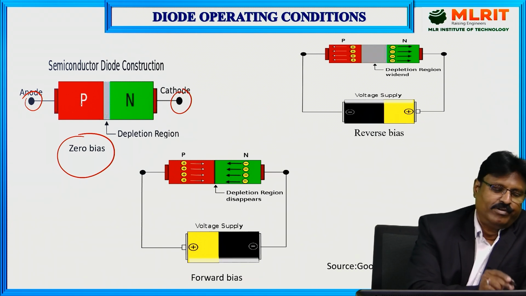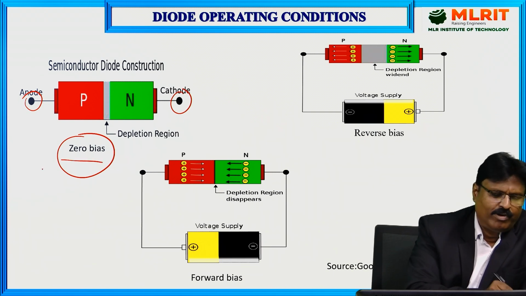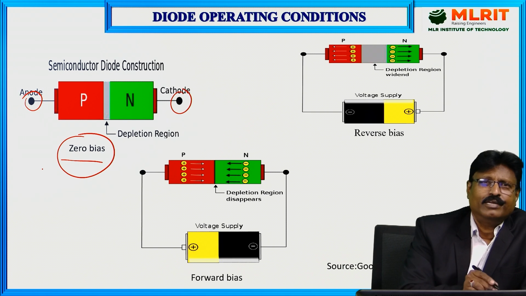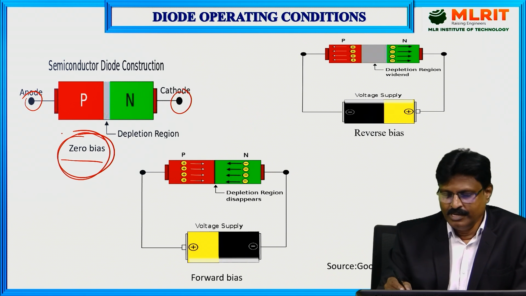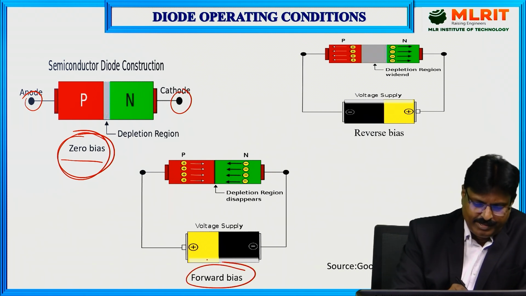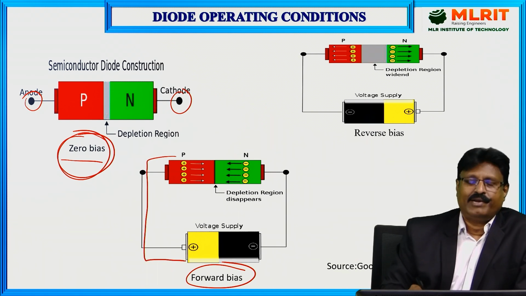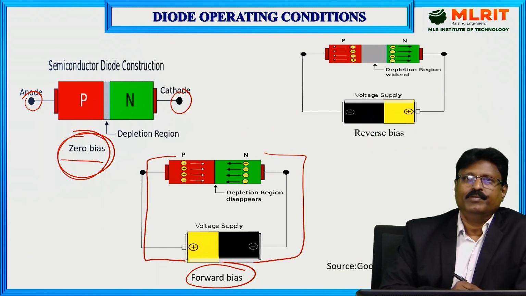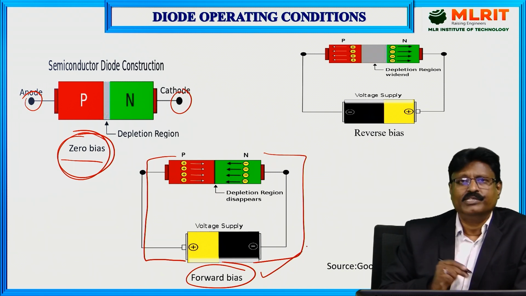Anode is connected to P side, and cathode is connected to N side. Okay. So zero bias, that means here I am not connecting any external electric field, and external biasing voltage I am not providing. That's why I am calling it a zero bias. So next operating mode is the forward bias. As you can see here, P is connected to positive terminal of the battery and N is connected to negative terminal of the battery. So that's why this particular mode of operation is called a forward bias.